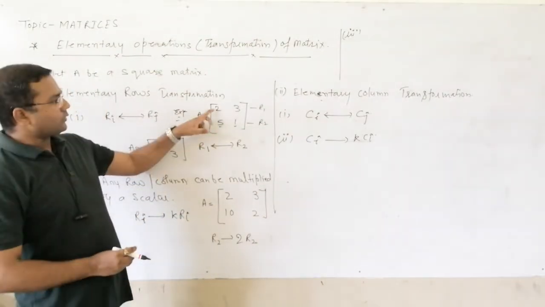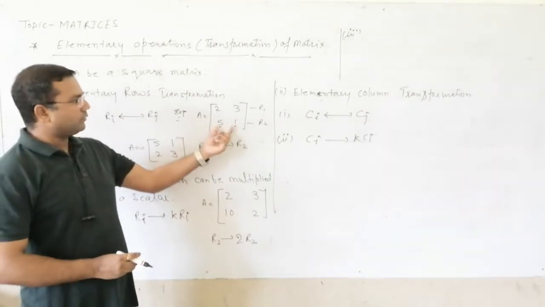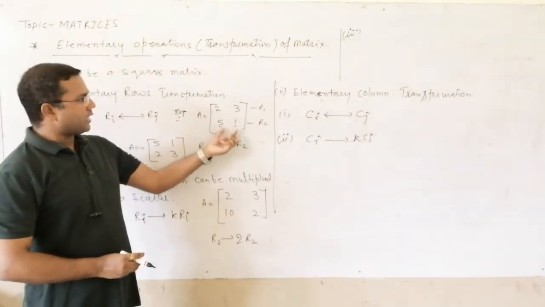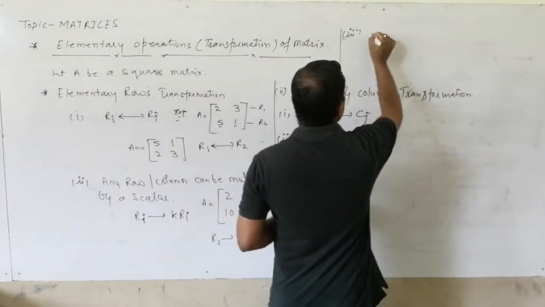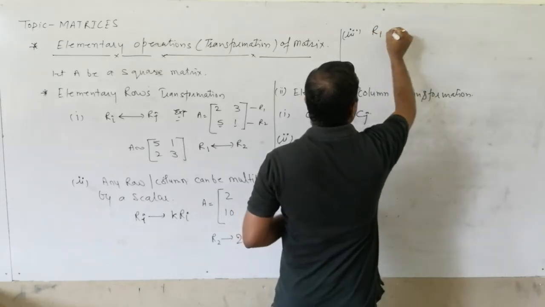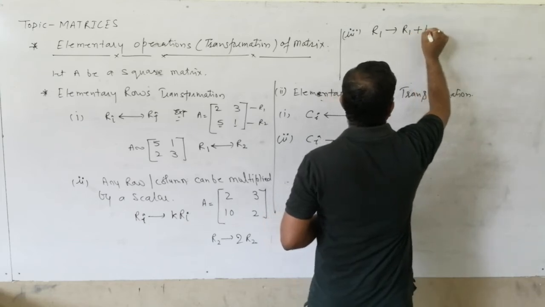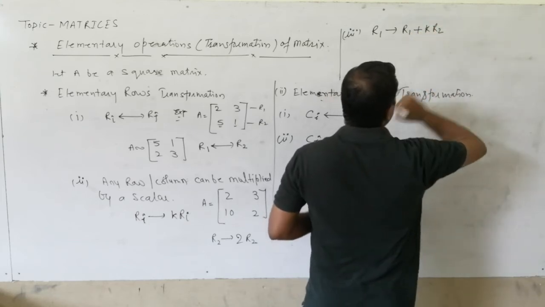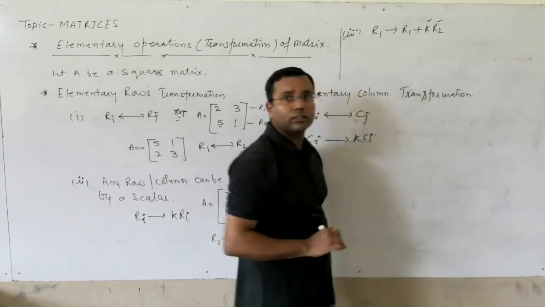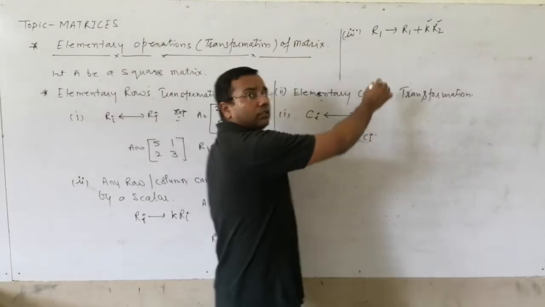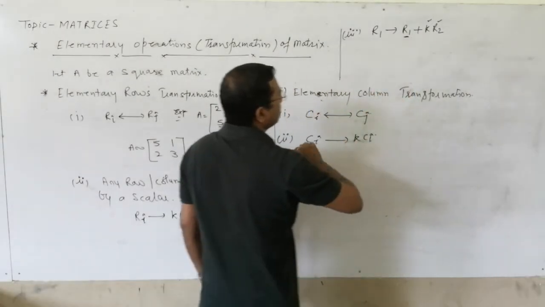Again listen, I want to add R2 to R1, but before that I want to multiply row R2 by some scalar. So this operation will be represented by changing R1, and how am I changing it? R1 plus K R2. Row R2 I have multiplied by this scalar K, and I have added it in R1.